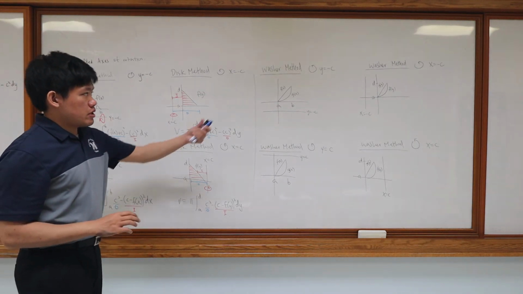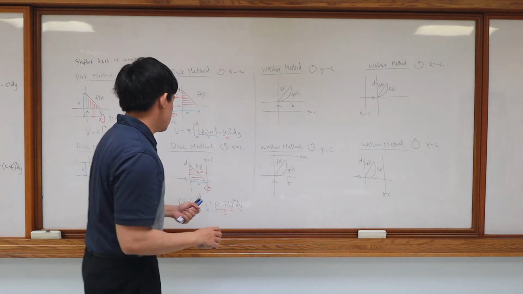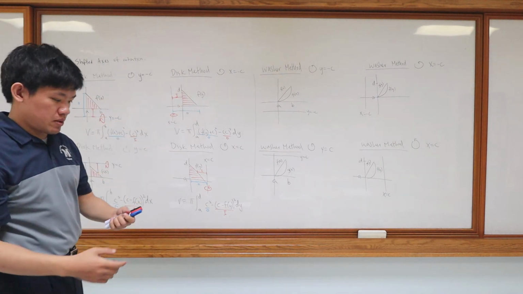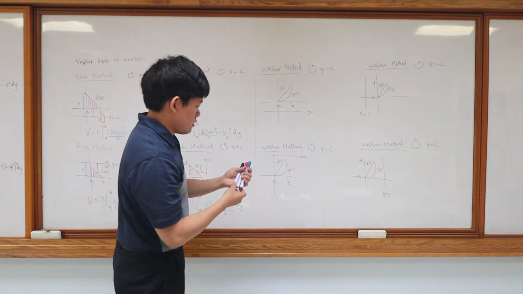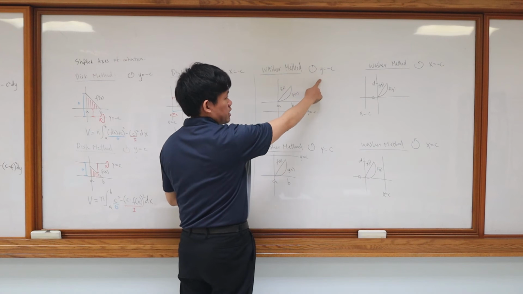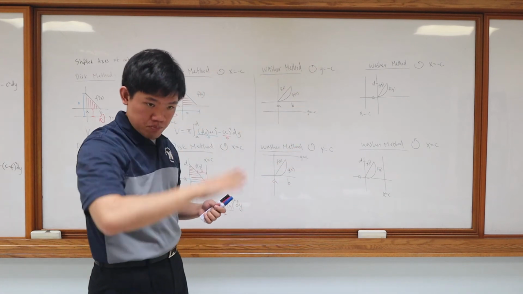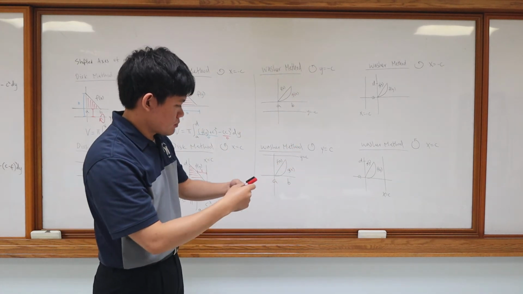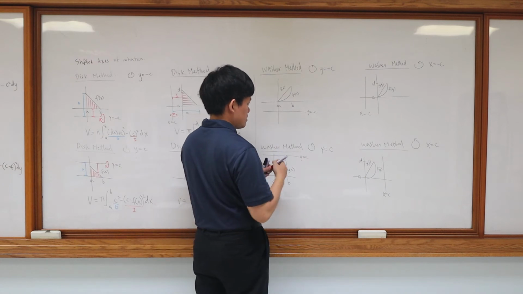Now, in the next one here, we're going to talk about the washer method. Okay? Same idea, but we're using the washer method. So let's go ahead and do this. So, the first example, we're rotating around y equals negative c. That means it's below the x-axis. So that means, let's go ahead and do the basics.